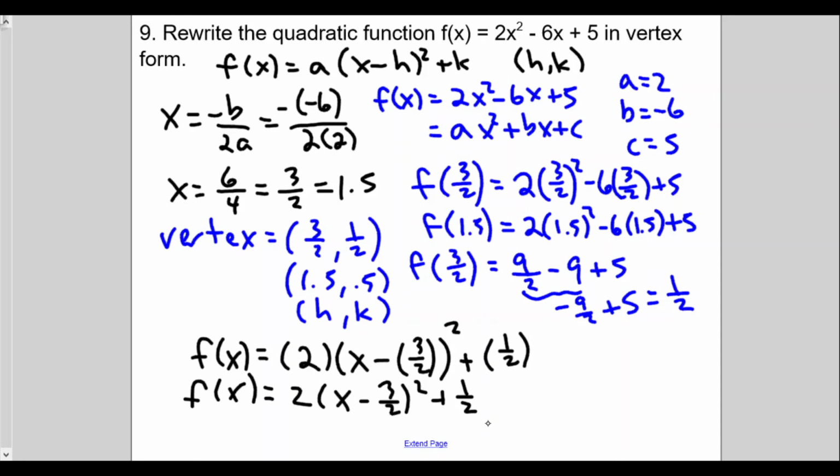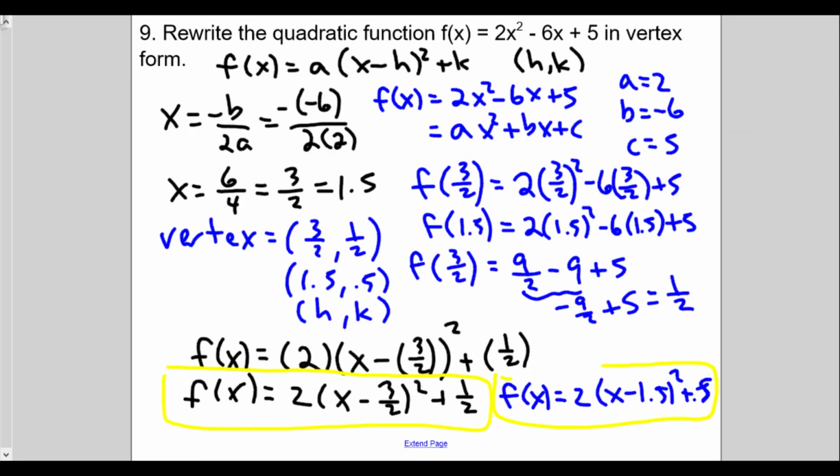Or if you use decimals, you can write f of x is equal to 2 times x minus 1.5 squared plus 0.5. Sorry, my 5 is a little weird. Either one's fine. I would accept this one or this one. The one in blue is probably the one you'd use if you're using a calculator to find these things. And that's how we write this now.